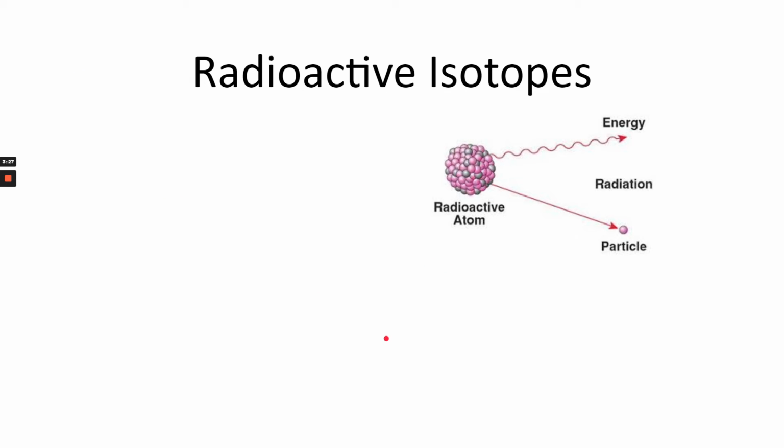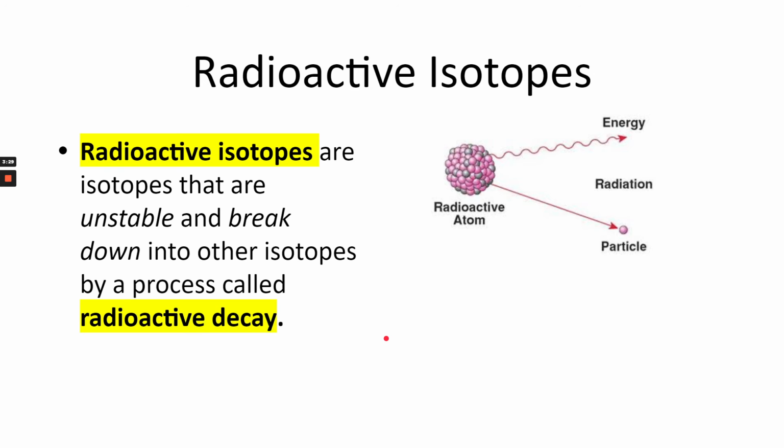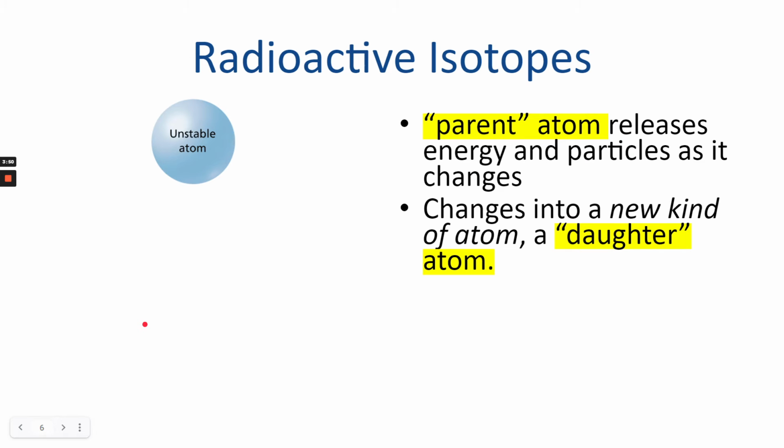Now if you look at radioactive isotopes, these are isotopes that are unstable. You can have regular isotopes, or you can have one that's radioactive. These are unstable and they break down into other isotopes through a process called radioactive decay. So these are kind of our big ideas here. These are radioactive isotopes. The process in which they break down is decay.